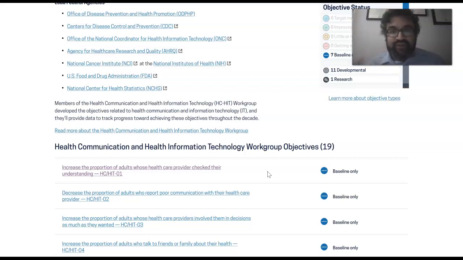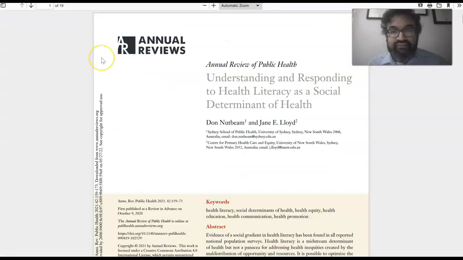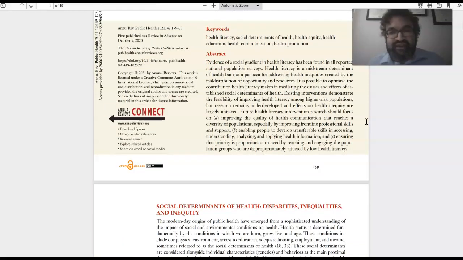In the next portion, I'm going to go over a peer-reviewed scholarly article to show you how you can use social determinants of health to explore a lot of these articles. So here is an article written by Nutbeam and Lloyd in the Annual Review of Public Health. The name of the article is Understanding and Responding to Health Literacy as a Social Determinant of Health.